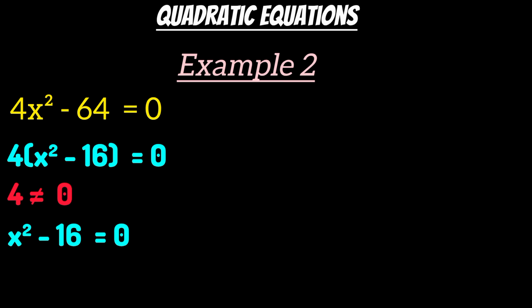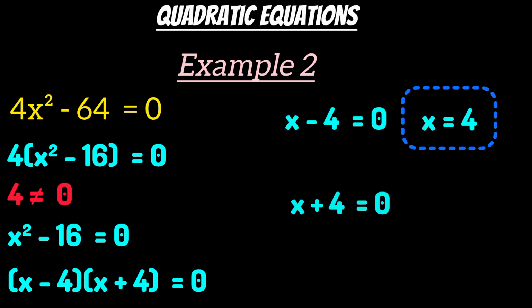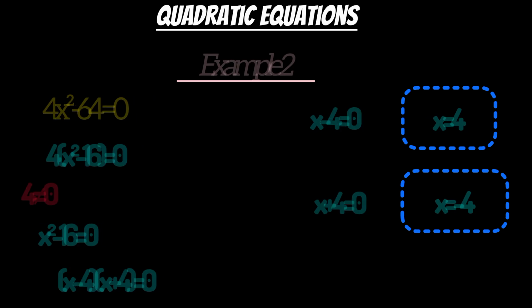Now we have a difference of squares, and this means we shall have (x minus 4)(x plus 4) should be equal to 0. Solving for x minus 4 is equal to 0, we get x as 4, and solving for x plus 4 is equal to 0, we get x as negative 4. So our solutions are x is equal to 4 and x is equal to negative 4.